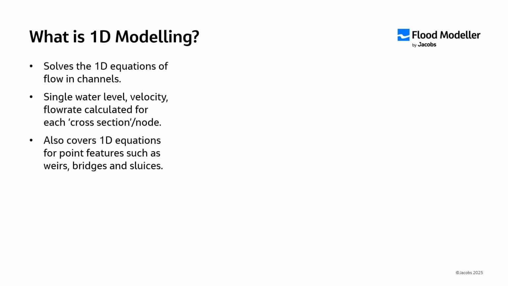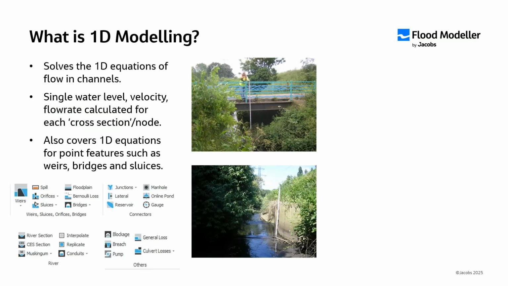So if we quickly go now into some of the more technical stuff, we'll start off with what is 1D flood modeling. Put simply, 1D flood modeling solves the 1D equations of flow in channel. They're typically looking at the conservation of mass and momentum. In Flood Modeler, you have various different nodes or cross sections, and the model will basically calculate a water level, velocity, and flow rate at each node, and then pass it on to the next one in the system.